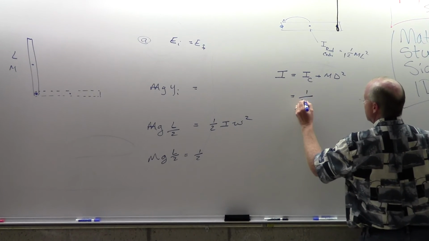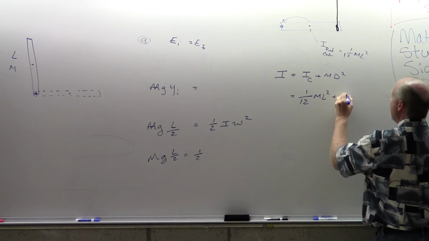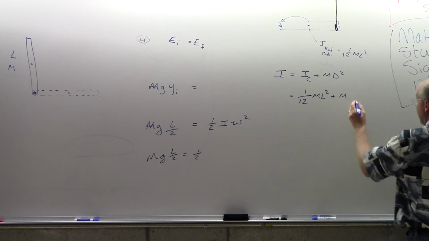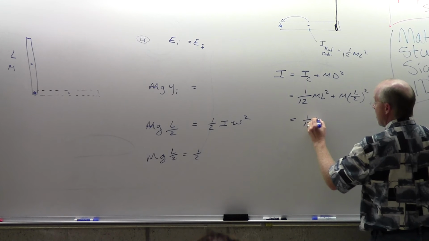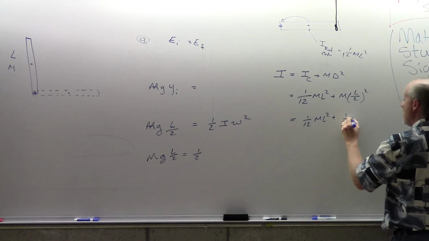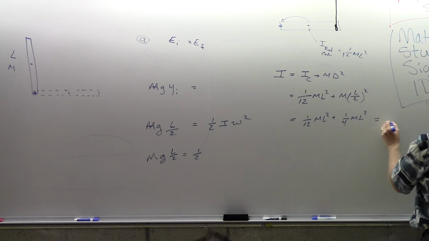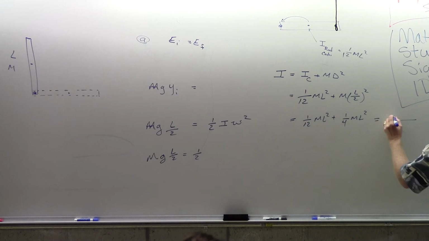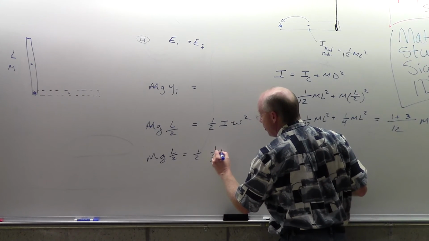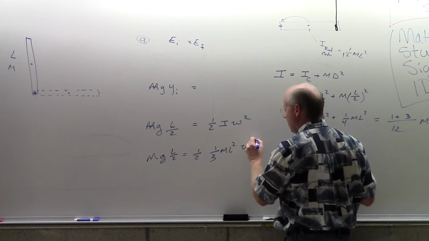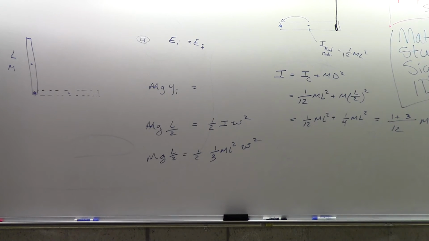So when I put this at its center, 1/12 ml squared, and then I move how far? L over 2, I get 1/12 ml squared plus 1/4 ml squared, which with a common denominator of 12 is 1 plus 3 ml squared, which is 4 over 12, which reduces to 1/3 ml squared. So the rotational inertia is 1/3 ml squared omega squared for this particular puzzle.